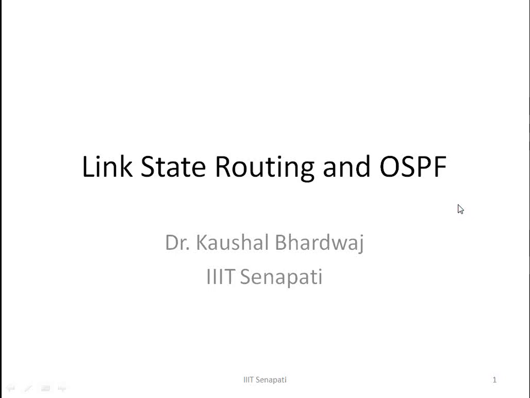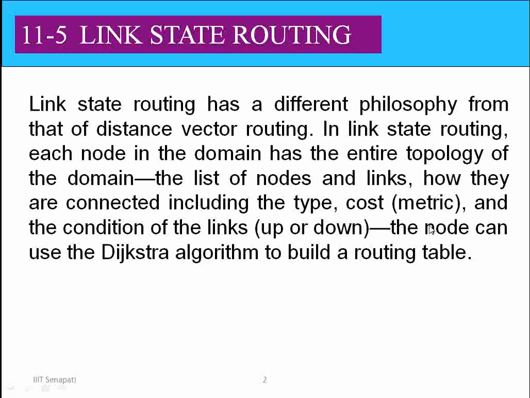So till now, here you can see that link state routing is a little different from the earlier routing technique, distance vector routing. So how is it different? In link state routing, each node in the domain has the knowledge of the entire topology of the domain, including the list of nodes and links, how they are connected, including the type and the cost related to the transmission on this particular path, and including the condition of the links, whether they are working or not.